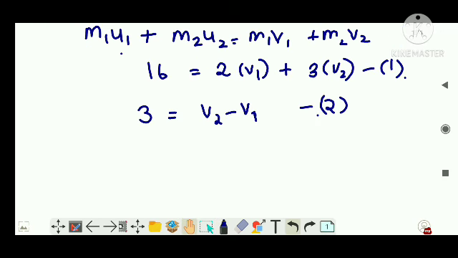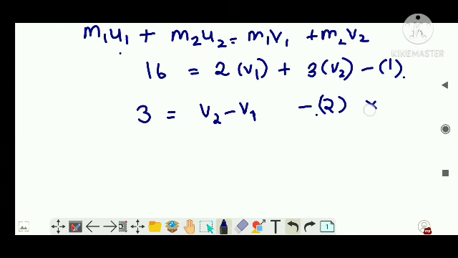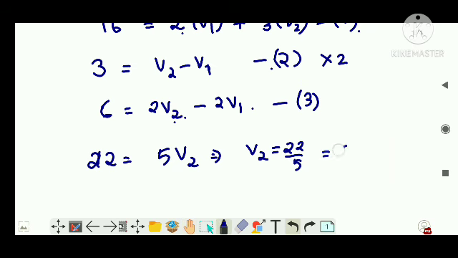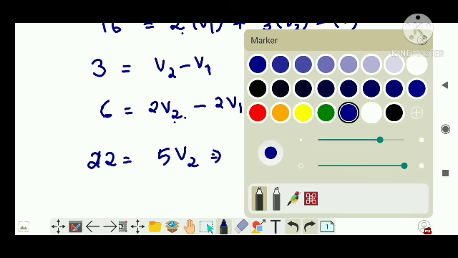Now, what can I do to solve this one? Very easy. Let's multiply this equation with 2. So what happens here is 6 is equal to 2v2 minus 2v1. This is your third equation. Let's add this 1 and 3, so it becomes 22 is equal to 5v2, or I can write v2 is equal to 22 by 5, or it is what? 4.4 meter per second.